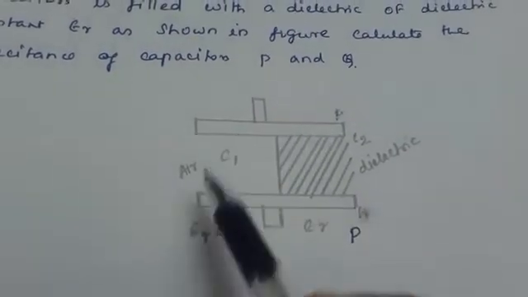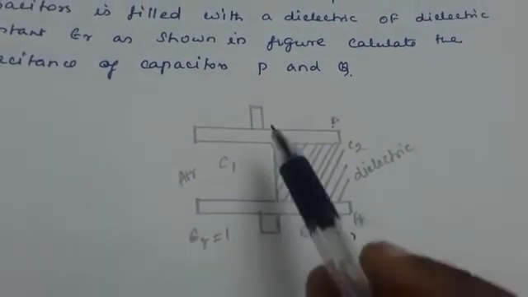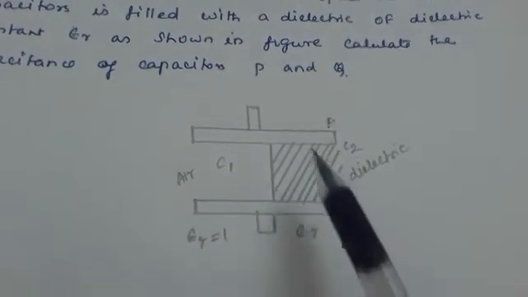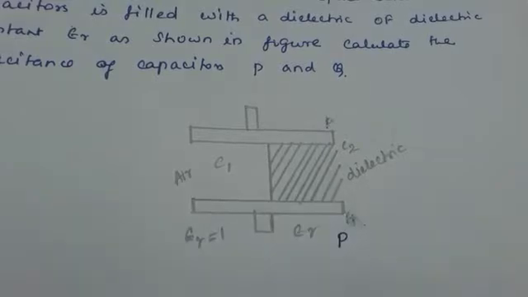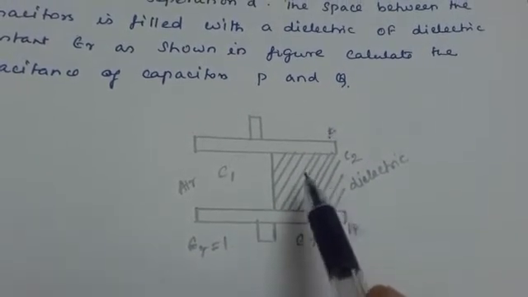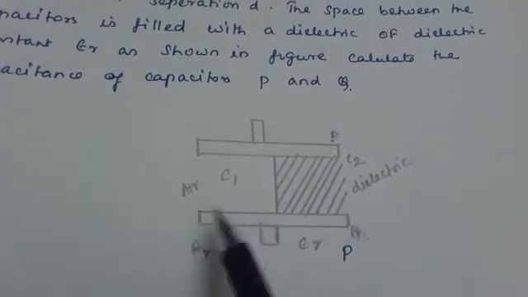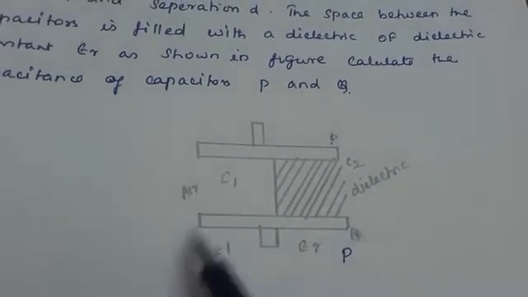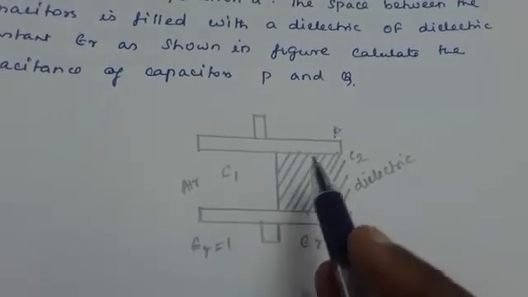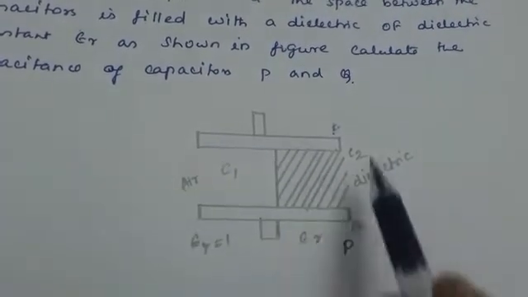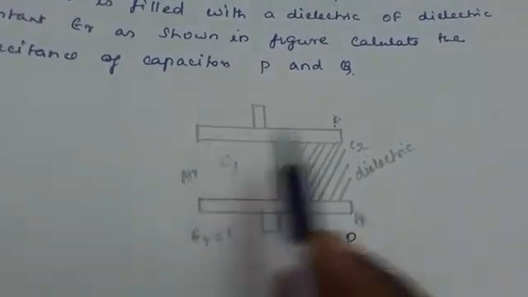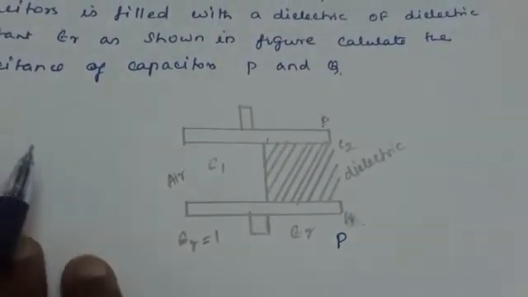Okay. Now here there are two parallel plates. Now it is filled with dielectric, only half the portion is filled with dielectric. The distance of separation here is D. Here this has dielectric constant epsilon R. Here the dielectric constant is equal to 1, since this medium is air. So this is a medium without dielectric, and this is a medium with dielectric. Now these two are in parallel combination.